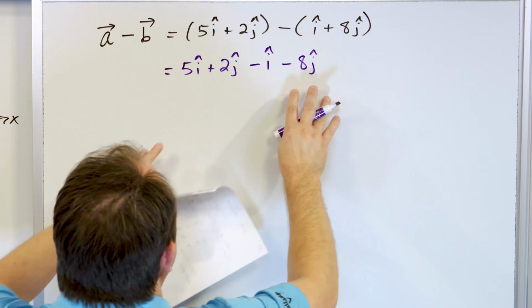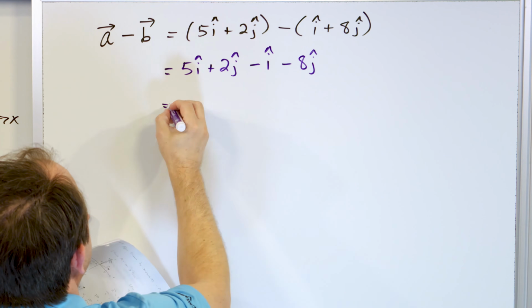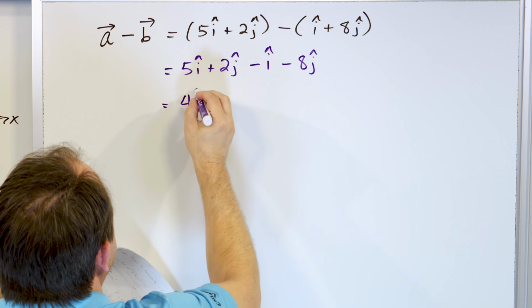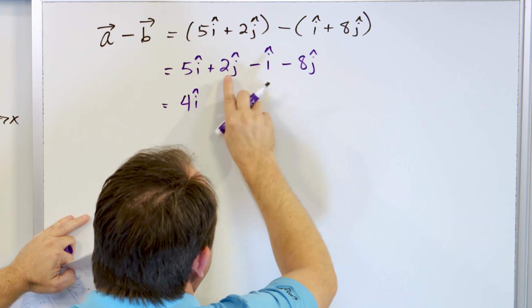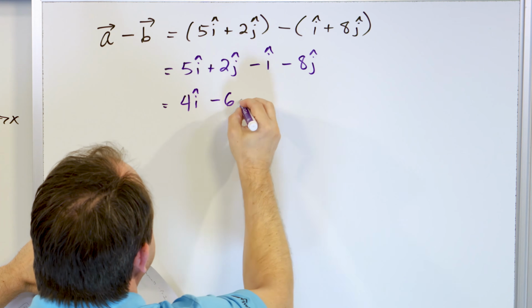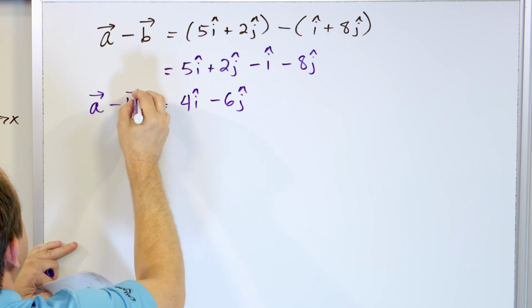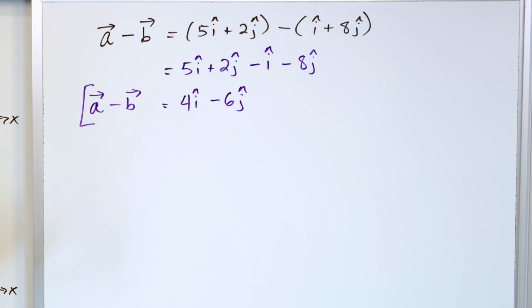And now that we have these here, we can add the like terms together. So 5 plus a -1, or 5 minus 1, is going to give us 4i. And then the 2 plus the -8, or 2 minus 8, gives us -6, and that's in the j direction. And so we have a minus b, vector a minus vector b, is 4i minus 6j.